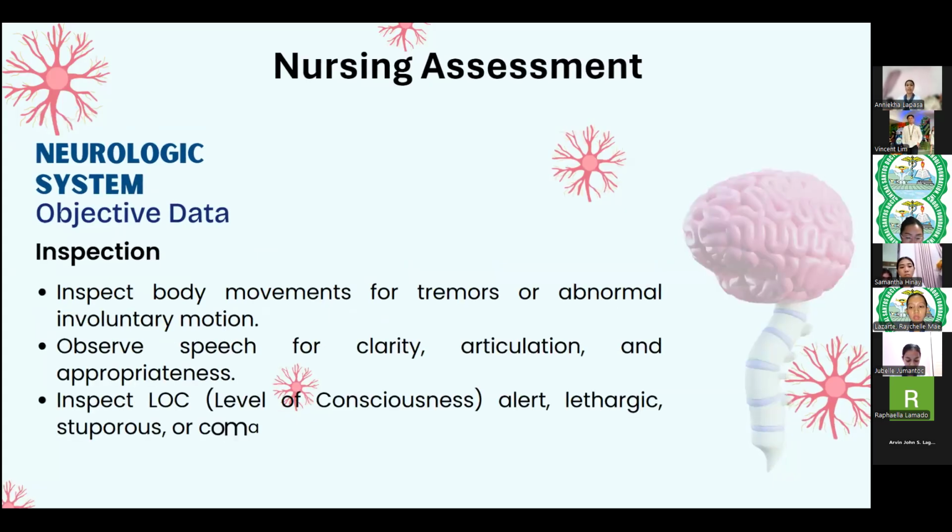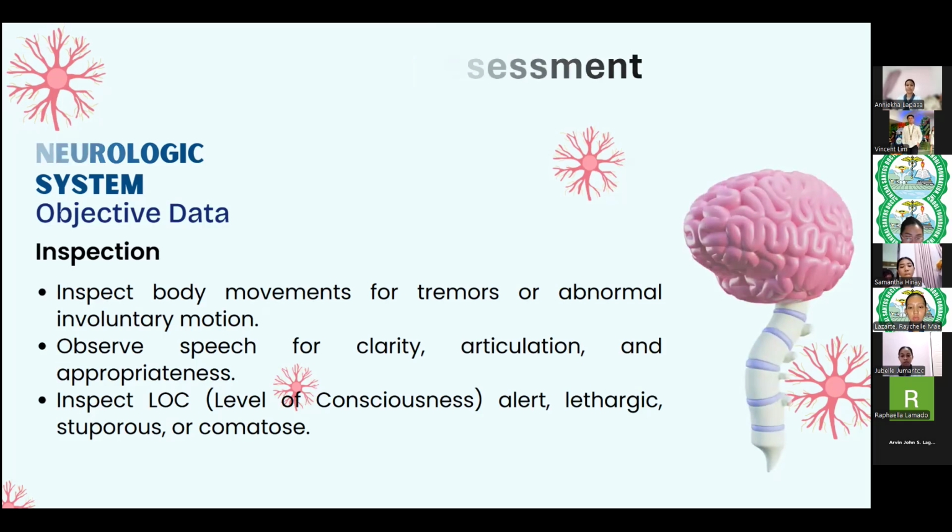For the inspection, we're going to inspect body movements for tremors or abnormal involuntary motion, and observe speech for clarity, articulation, and appropriateness. Next, inspect the LOC, which is the level of consciousness: alert, lethargic, stuporous, or comatose.